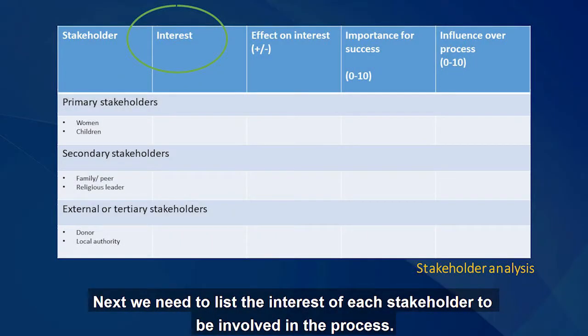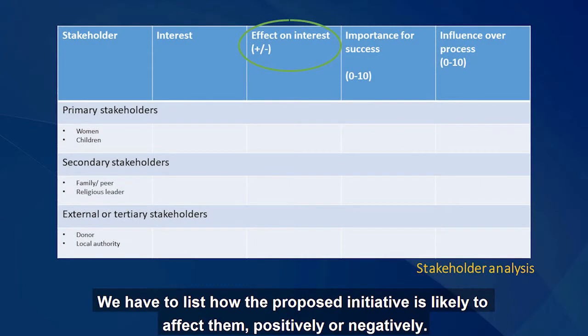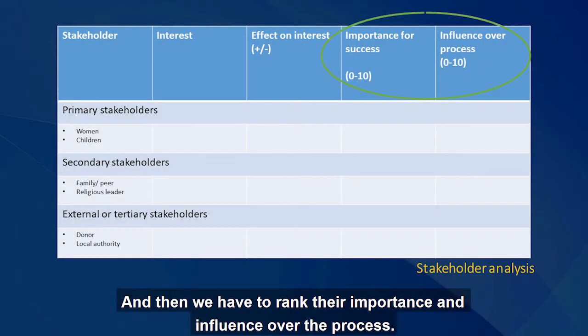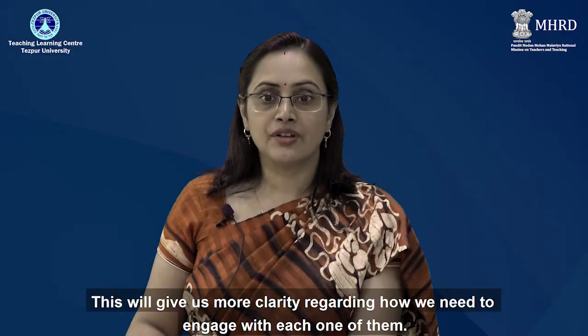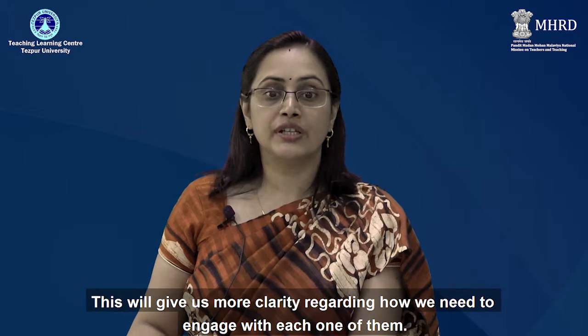Next, we need to list the interest of each stakeholder to be involved in the process. We have to list how the proposed initiative is likely to affect them, positively or negatively. And then we have to rank their importance and influence over the process. This will give us more clarity regarding how we need to engage with each one of them.